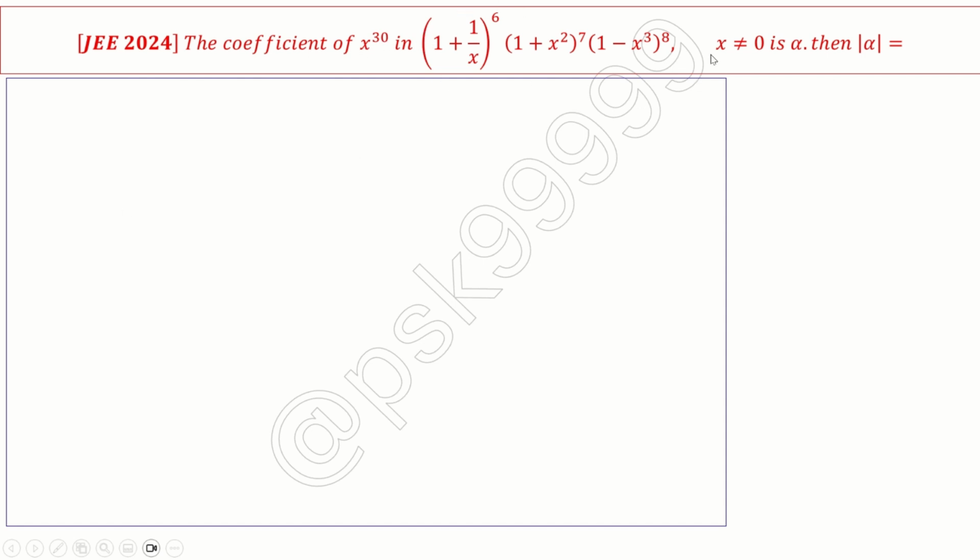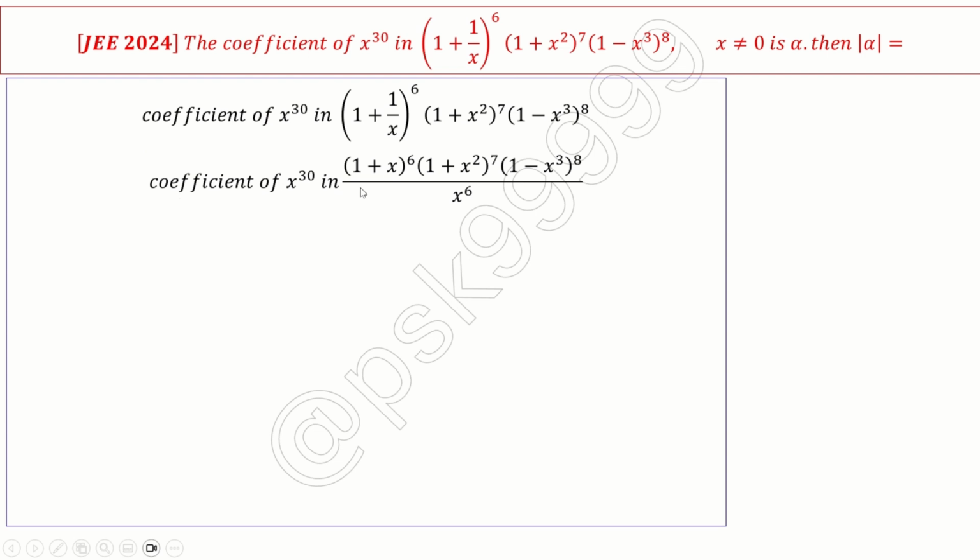So simple. Don't get confused with such a big expression. First thing is make everything into a simple equation. So coefficient of x power 30 from this one I require. So basically I'm taking the LCM of this one. So this will become (1 plus x)^6 into (1 plus x square)^7 into (1 minus x cube)^8 divided by x to the power of 6. If I remove this, I need the coefficient of x to the power of 36 from the numerator.